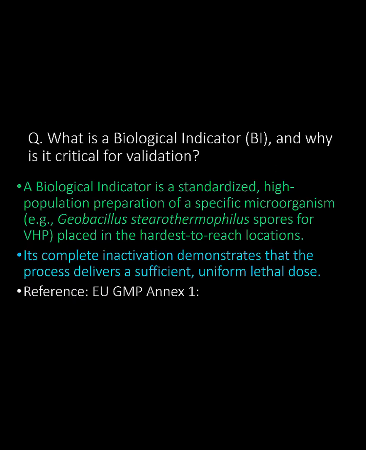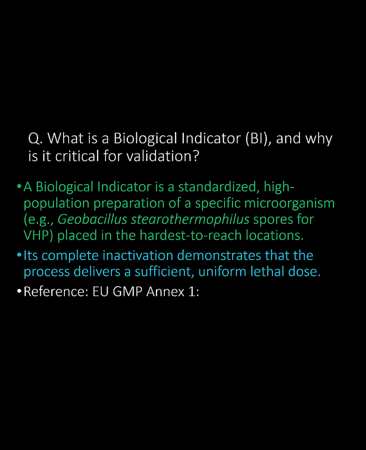What is a biological indicator or BI and why is it critical for validation? A biological indicator is a standardized high population preparation of a specific microorganism, for example, Geobacillus stearothermophilus spores for VHP, placed in a hardest to reach location. Its complete inactivation demonstrates that the process delivers a sufficient uniform lethal dose.